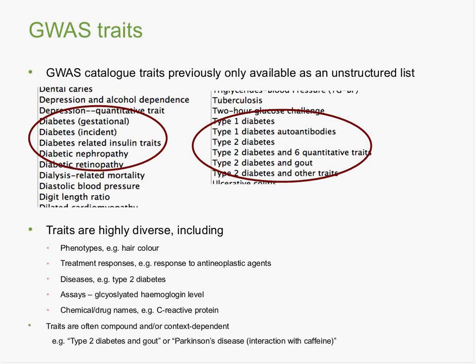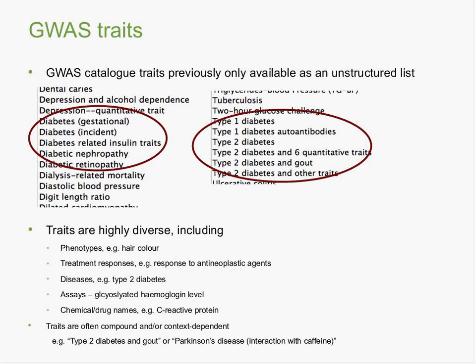So this is just a screenshot from the catalog at the point that we started working with it, where if you were interested in diabetes-related traits, they were available as a long alphabetical list, and they had different kinds of annotation on them. And these are basically what was annotated by the curators on the basis of the literature, but they're not particularly structured into a terminology.